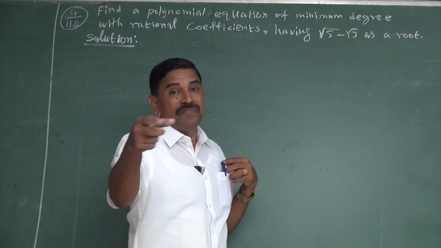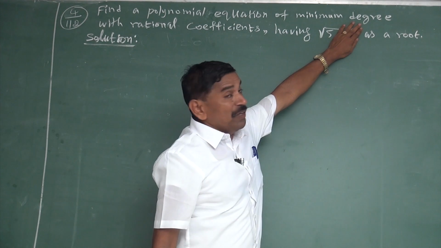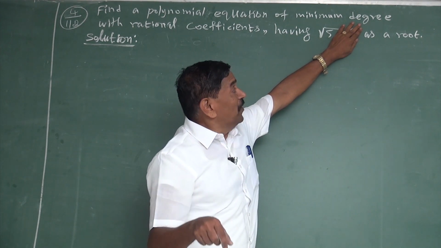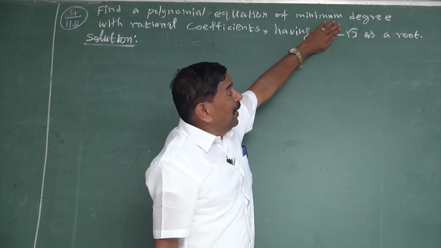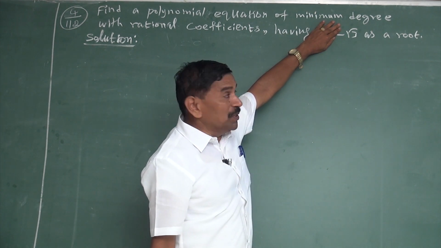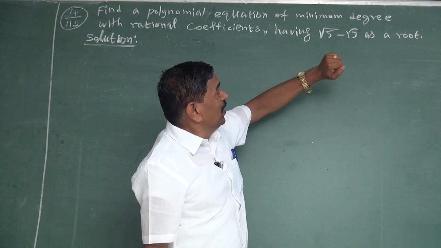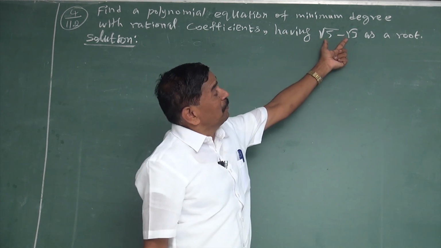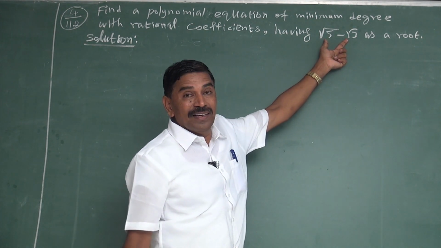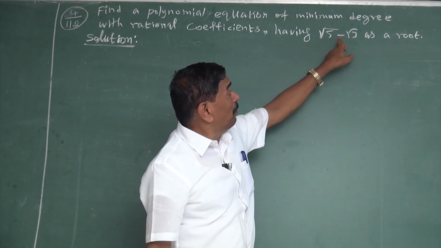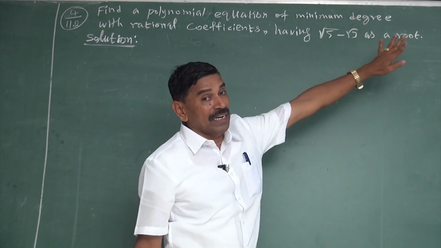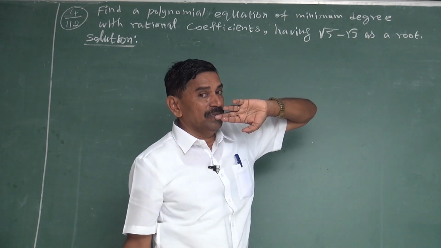Okay, now question for you. Can you tell me what is root 5? Good. Root 5 is an irrational number. Next, what is minus root 3? Good. Minus root 3 is also an irrational number. Can you tell me what is together root 5 minus root 3? Good. It is also an irrational number. That is, root 5 minus root 3 is also an irrational number. It is an irrational root.